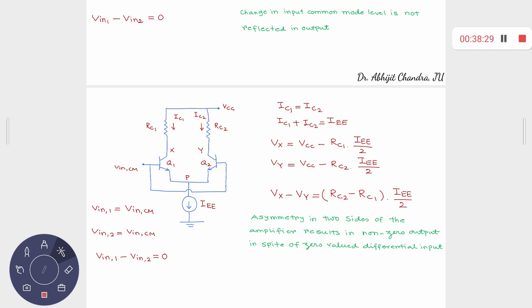Now suppose these two resistors are not there. We have RC1 on one side, RC2 on the other side. Then what happens? Same circuit, same IE is going. Now when these two bases are tied together, I'm assuming that base 1 and base 2 have the same voltage. Emitters are tied together, point B. So what do you expect? The base emitter drive is the same for Q1 and Q2.